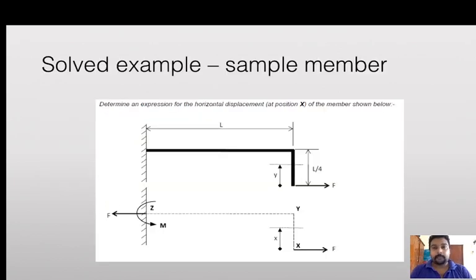We will look at a sample member. Determine an expression for the horizontal displacement of the member shown below. It is an L-shaped beam with length L, and the vertical length is L divided by 4. We take three points x, y and z, where x is the starting point, y is the intermediate point, and z is the ultimate point. If you resolve the forces, the reaction force is F and the moment is F times L divided by 4.